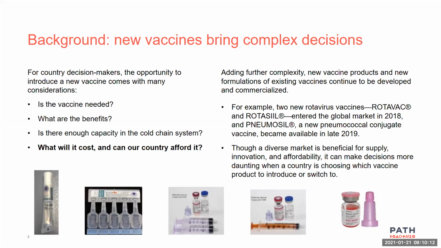While we often see that a diverse market is obviously beneficial in terms of supply, in terms of innovation, and for affordability through higher competition, usually driving prices down, it also makes decisions more complex for country decision makers when they're thinking of choosing which vaccine product to introduce or to switch to, as we have recently seen countries moving from one product to another. Because of this complexity, there has been a call from countries and from partners such as Gavi to have new tools to help with those decisions. And that's what we tried to respond to by creating the vaccine cost calculators.